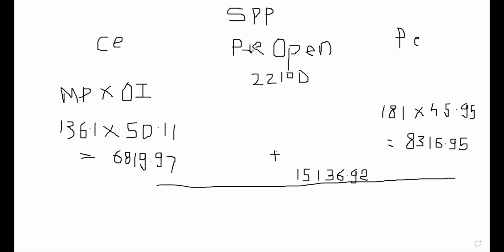A plus B divided by C, where C is open interest of call plus open interest of put, 96.06. Now the calculation will be 15136.92 divided by 96.06, and the answer will be 157.57.